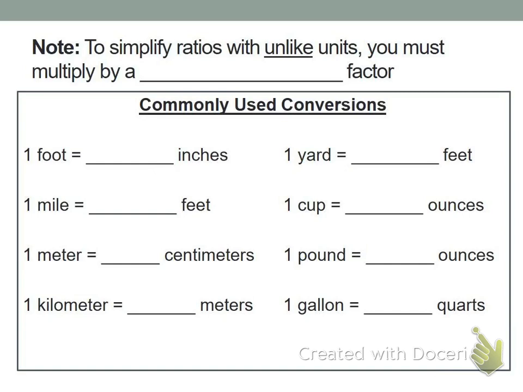To simplify ratios with unlike units, you must multiply by a conversion factor, or sometimes called a scale factor. Conversion, or you might see them called scale factors. We'll probably get more into scale factors later. So these are some common ones. They are not the only ones, but they're common ones that some people forget. So we'll write them down.